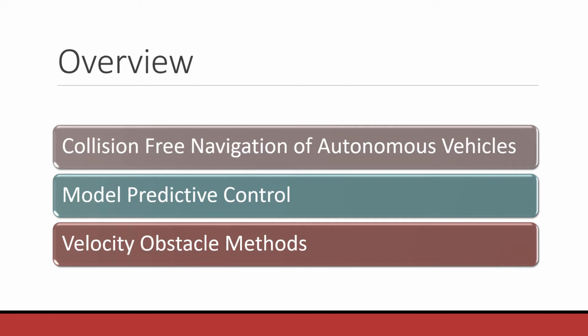We first reviewed the paper for collision-free navigation of autonomous vehicles. This provided us with a clear picture of various methods and approaches to deal with autonomous vehicles in cluttered environments. And after reviewing this paper, we decided to proceed with the model predictive control and velocity obstacle method for dynamic collision avoidance. So now Fennel will be explaining more on these survey papers.